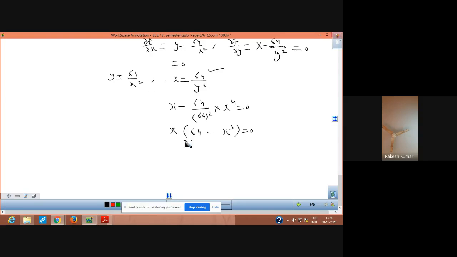Now either x is 0 here, or the value of x comes out to be 4. So these are the points. Therefore the critical points will be 4 and 4 only.